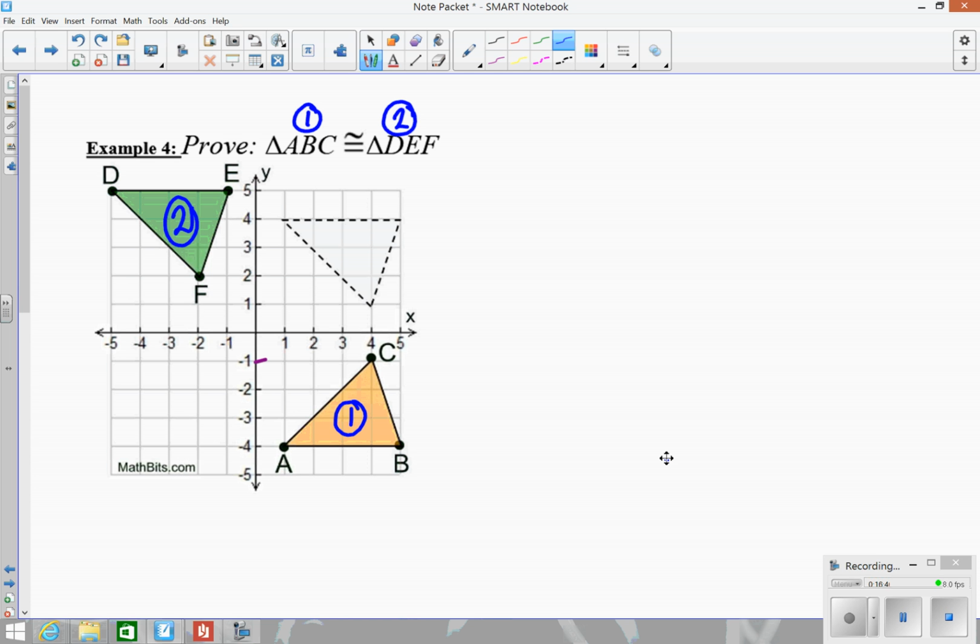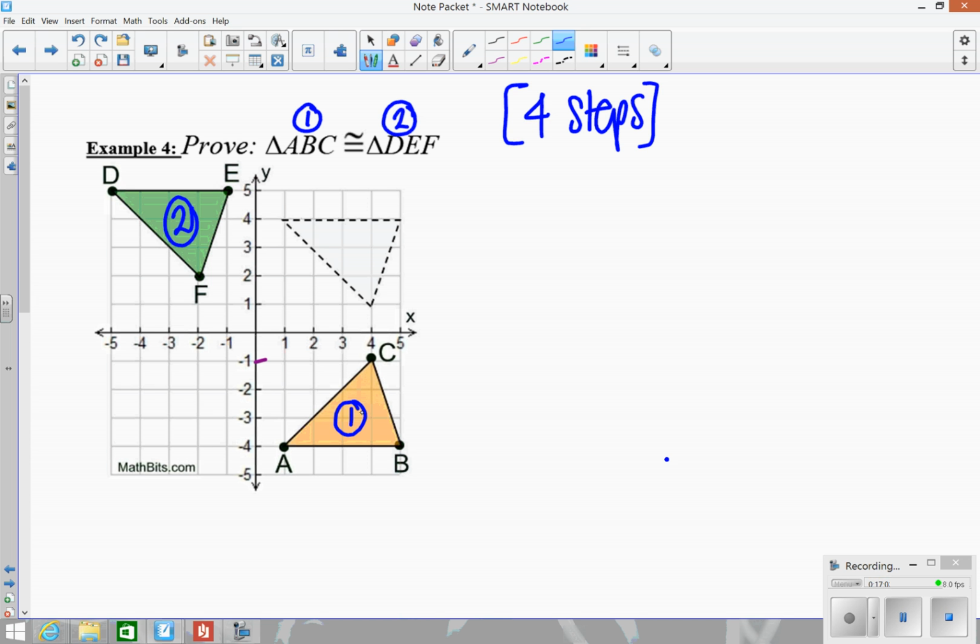So for this one, it's going to be the same number of steps as the last proof. So you're going to have 4 steps in this proof because you're going to have your 2 rigid motions plus your ending statement and your mapping statement.